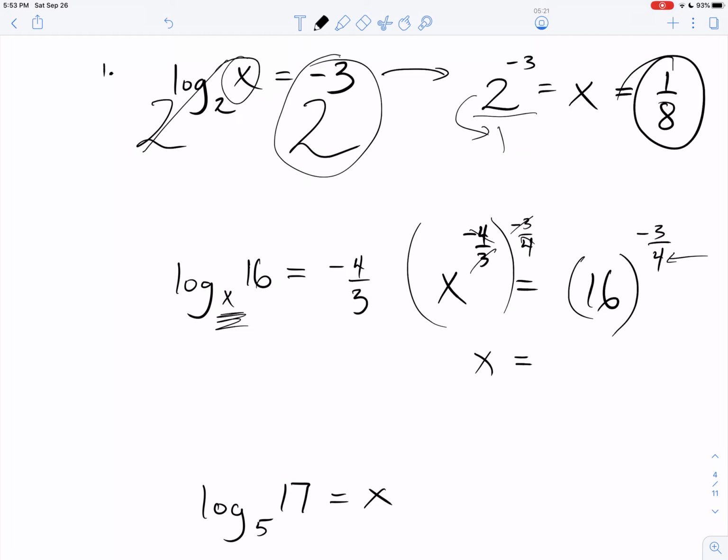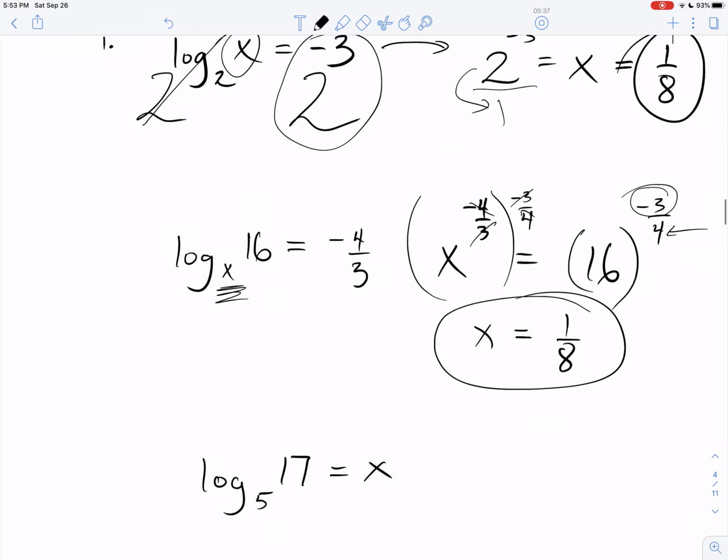That's 2. What do you want me to do with that 2? Take it to the negative 3 power. Hey, what the heck? I get 1/8 again for my answer. Could I have punched that into my calculator if I wanted to? Yeah, I could have. 16 to the negative 3/4.